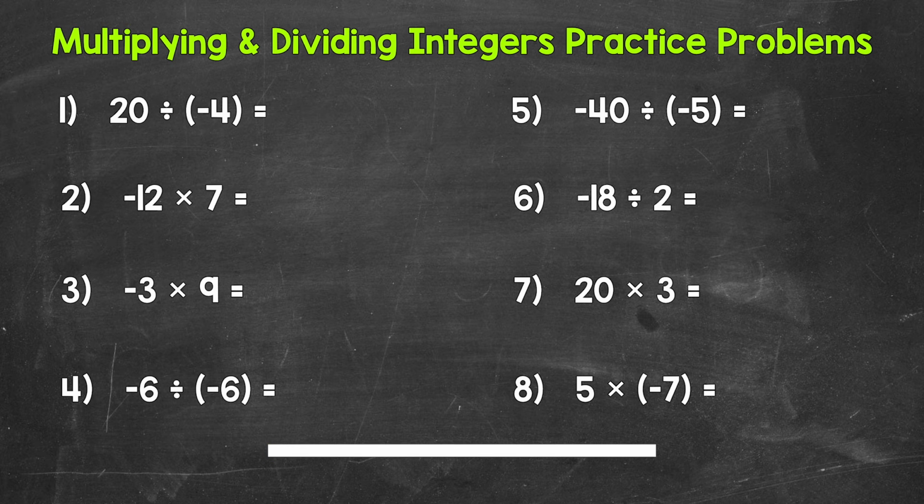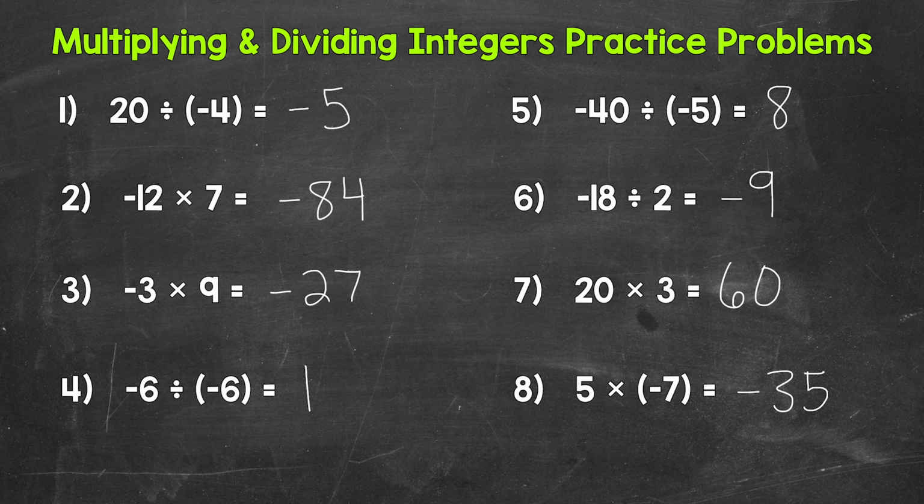Okay, so that was 3 minutes. Let's go over the answers. So here are our answers. For number 1, -5. For number 2, -84. For number 3, -27. For number 4, 1. For number 5, 8. For number 6, -9. For number 7, 60. And then lastly, for number 8, -35.